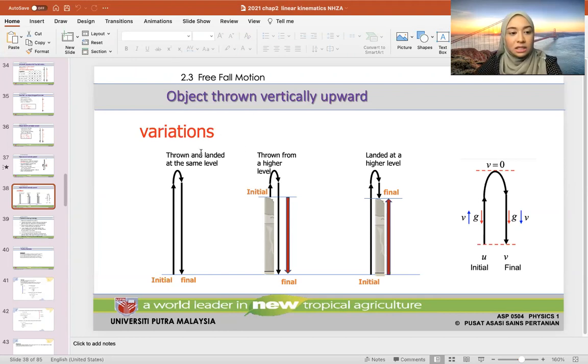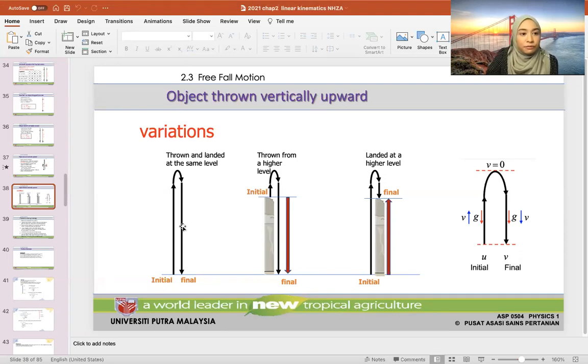So we have variations in free fall. Sometimes our initial position and our final position are the same. So I have a ball, I throw it upwards, it goes up, and then it stops momentarily, V equals 0, and then it goes down, and it lands back on my hand, or it lands back on the ground. If I started from the ground, I don't know how you'd throw from the ground.